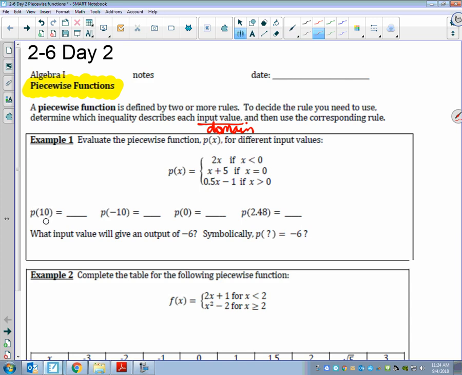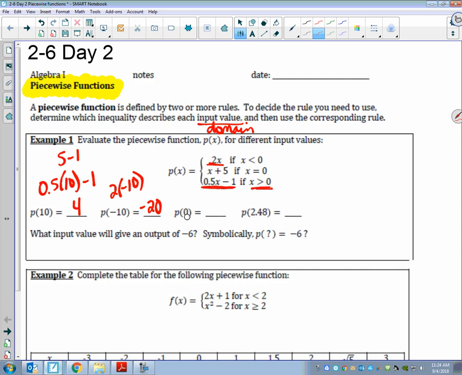So when it says find p of 10, you don't put 10 in all of these. You only put it in the one that it corresponds to. And 10 is definitely greater than 0, so I would only use this part of the equation. For p of 10, I would do 0.5, or 1/2, times 10 minus 1. Half of 10 is 5, and 5 minus 1 is 4. What about negative 10? Which piece would that go in? Well, negative 10 is definitely when x is less than 0, so I would only use this. That would just be 2 times negative 10, or negative 20.